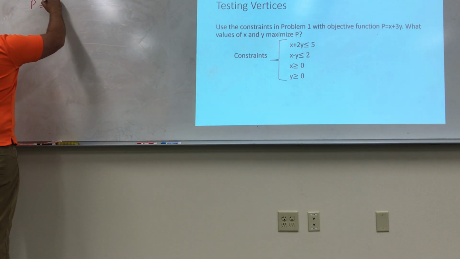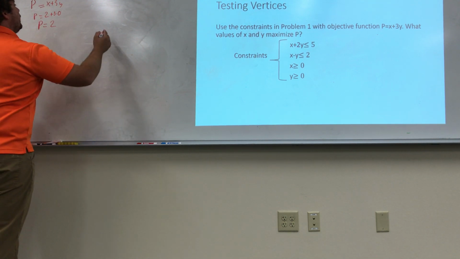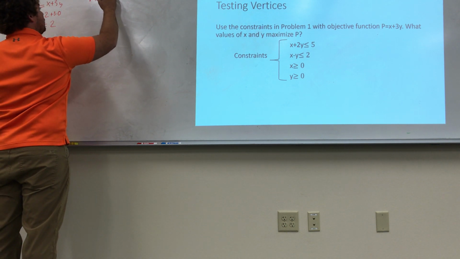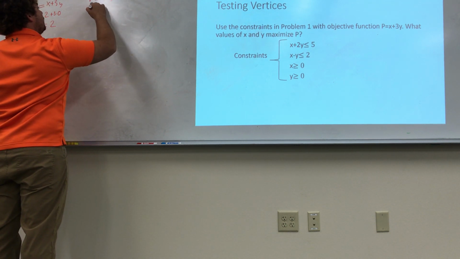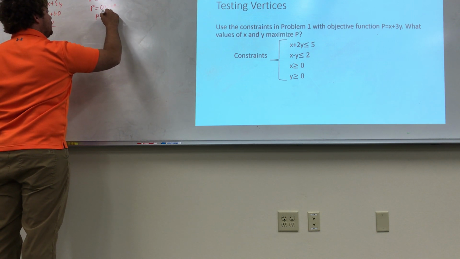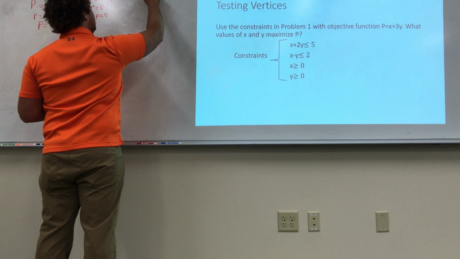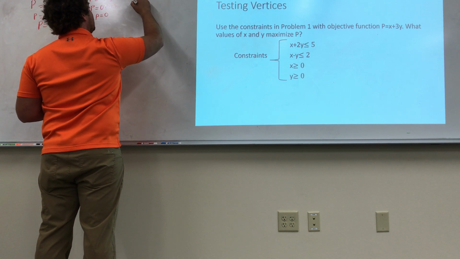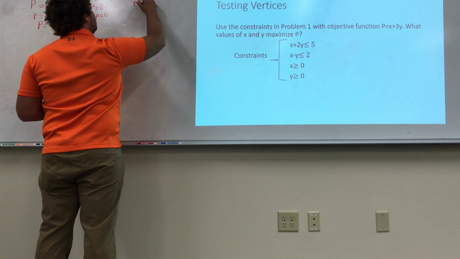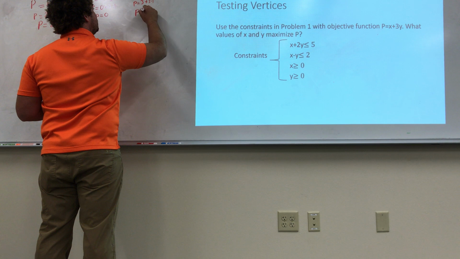So I have p equals x plus 3y. So I'll have p equals 2 plus 3 times 0. P should then equal 2. Okay, over here I'm going to have p equals x plus 3y. Sub it in, you're going to get p equals 0 plus 3 times 0, which should get me p equals 0. Okay, once again we're going to go p equals x plus 3y. Sub it in, you're going to get p equals 3 plus 3 times 1, which should give me p equals 6.